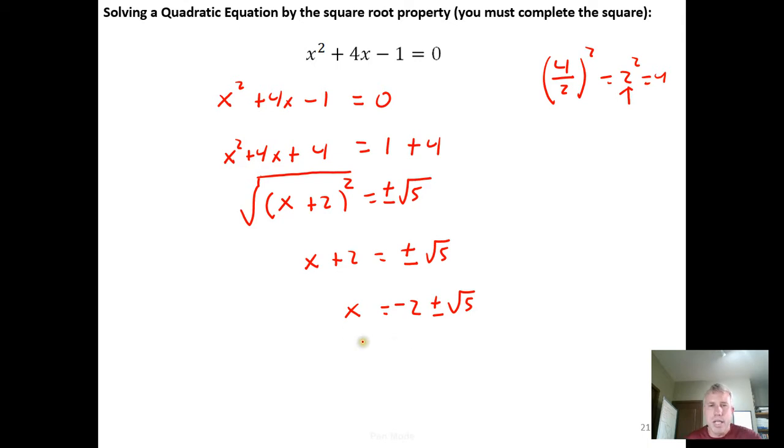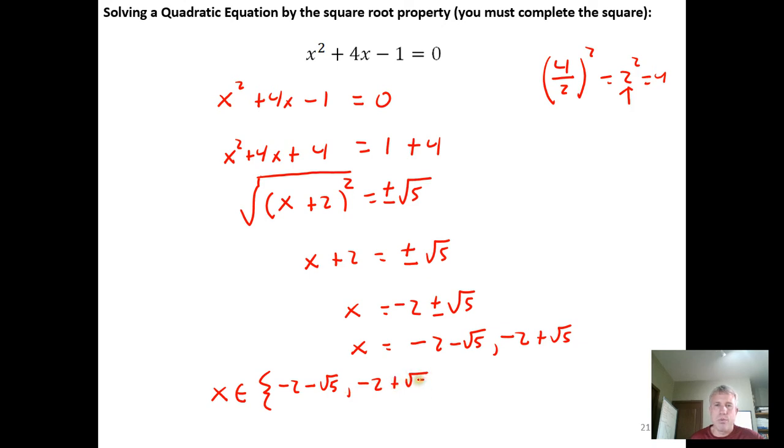You really are looking at 2 solutions here. I could break them apart. I could say, hey, this is negative 2 minus the square root of 5. There's one of the solutions, and then negative 2 plus the square root of 5, there is the other solution. And if I were doing this in set notation, I would say x is an element of the set that contains these two things, negative 2 minus the square root of 5, comma negative 2 plus the square root of 5.